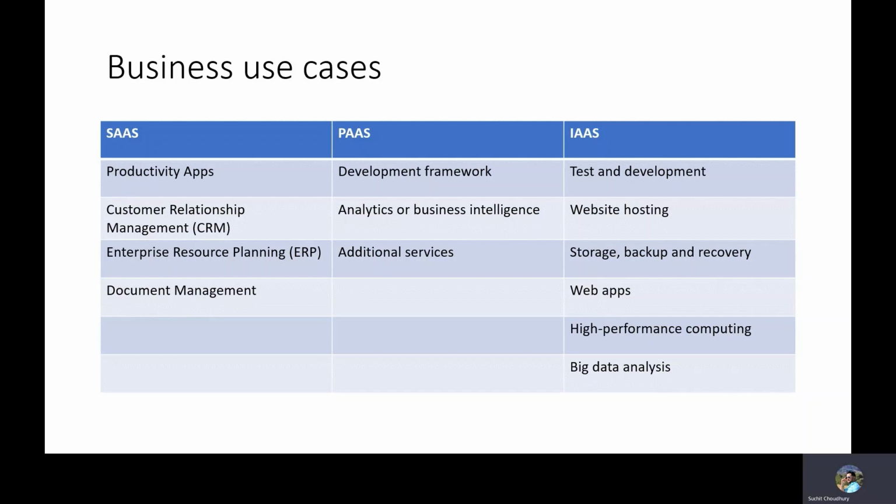IaaS is useful for handling unpredictable demand and steadily growing storage needs. It can also simplify planning and management of backup and recovery systems. IaaS provides all the infrastructure to support web apps, including storage, web, and application servers and networking resources. Organizations can quickly deploy web apps on IaaS and easily scale infrastructure up and down when demand for these apps is unpredictable.